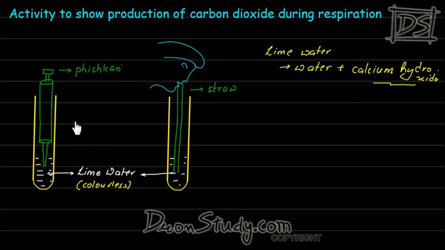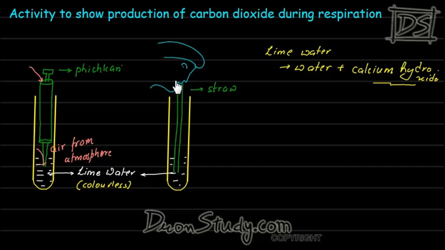Okay. Now students, with the help of this syringe, we are going to add air in the lime water. So the air that goes inside will be atmospheric air, air from the atmosphere. The syringe takes the air from the atmosphere and pushes it out at this end. Air from the atmosphere will go into this lime water.